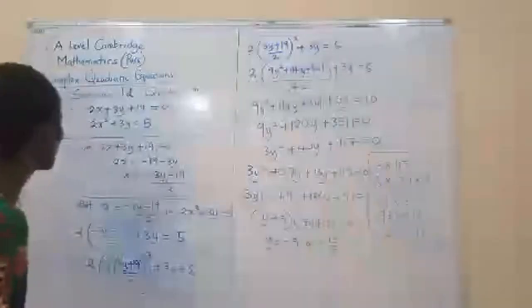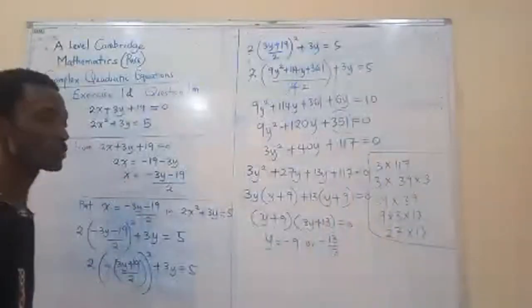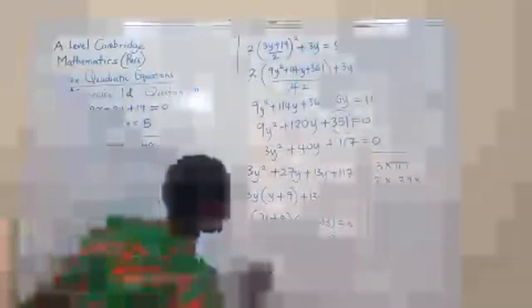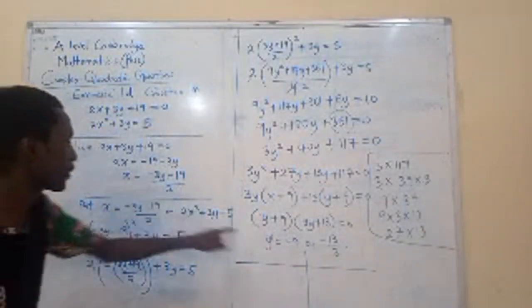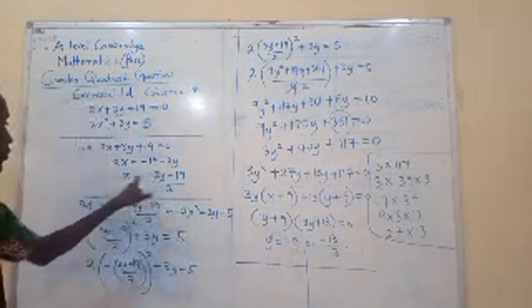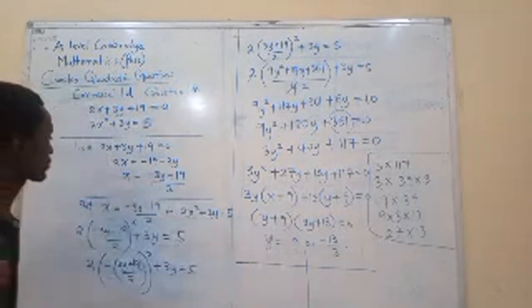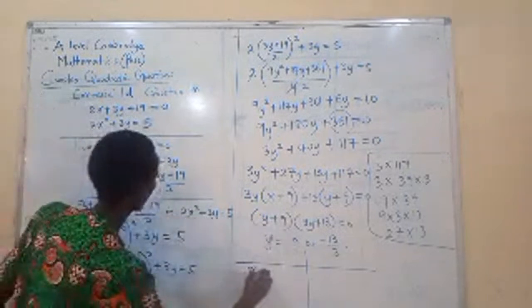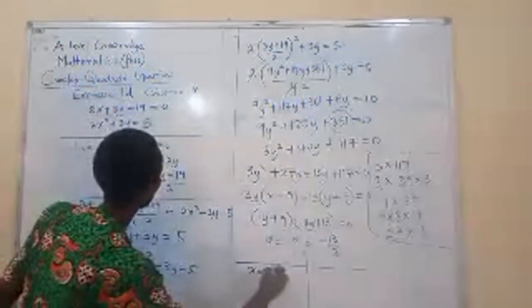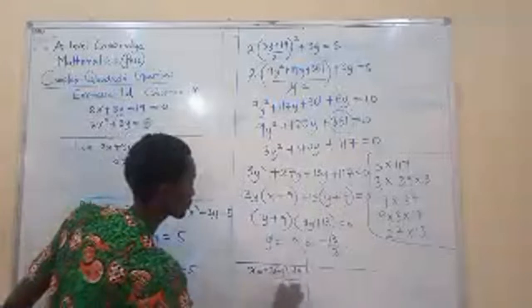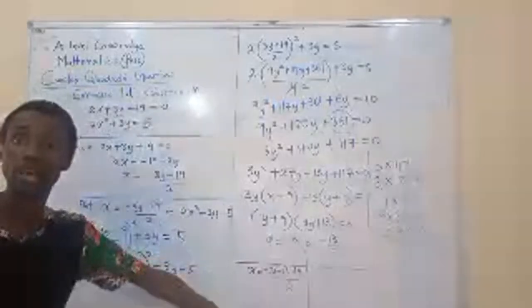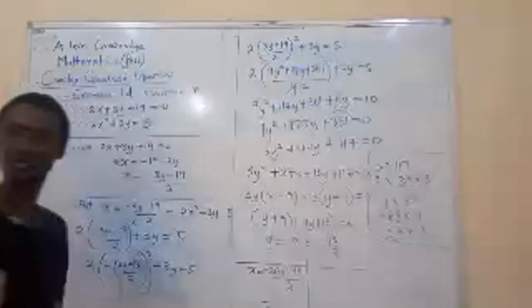What will the value for x be? So, without wasting much time, I'll just write down. So here, I'm going to find x when y is equal to negative 9. So I'll just come here and say x equal to negative 3 into negative 9 minus 19 over 2. Your calculator can help you finish that one out, and you get an answer for x.